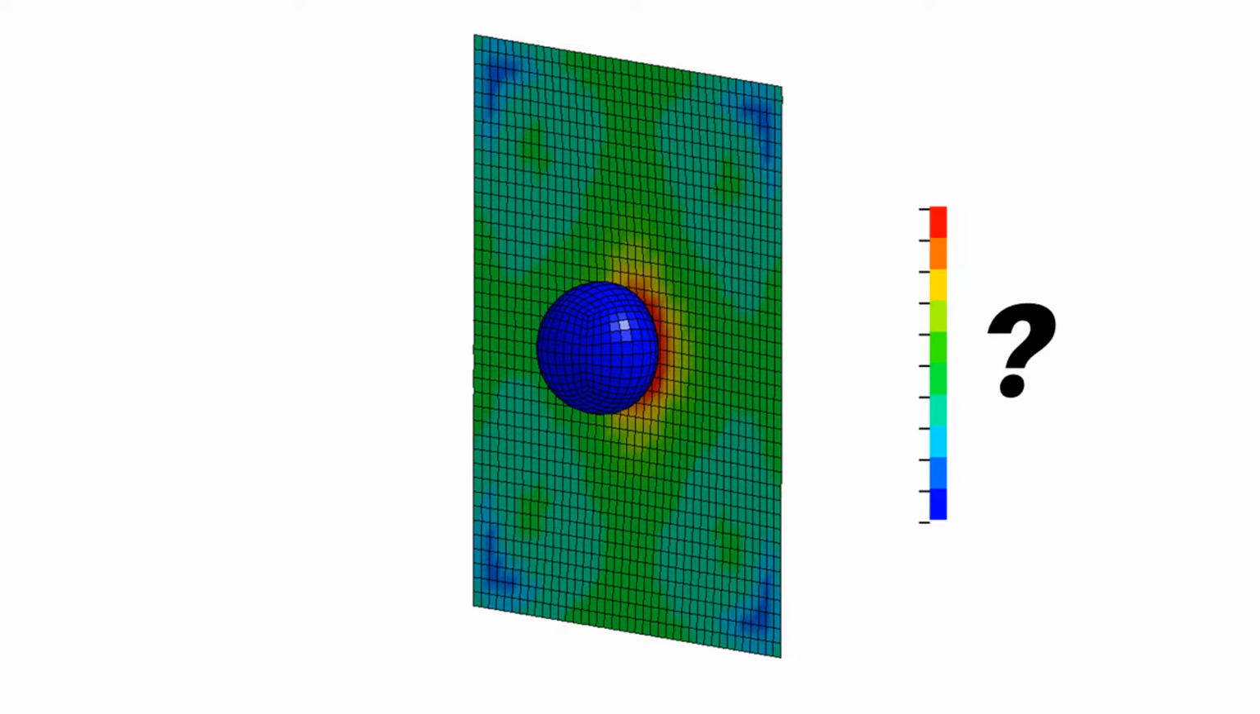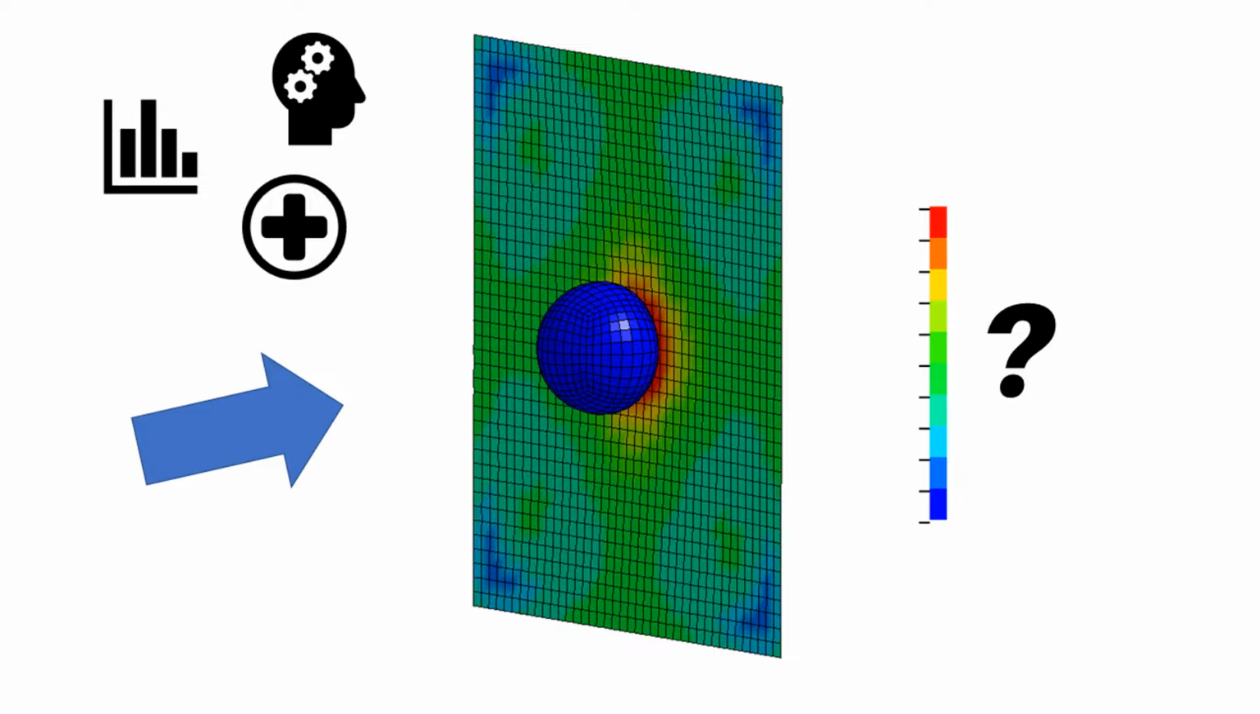Well, what does this heat map represent? What was the loading environment for the object? And last, how do we actually use this?